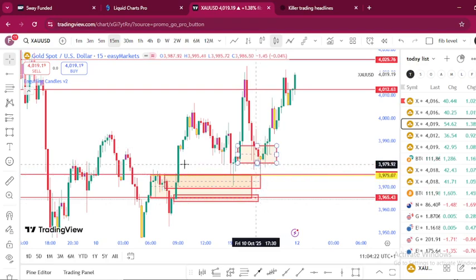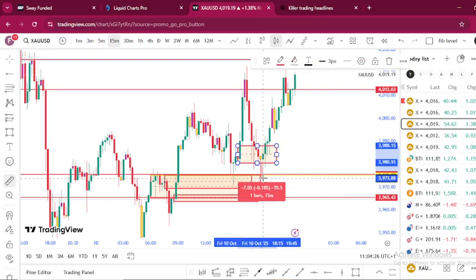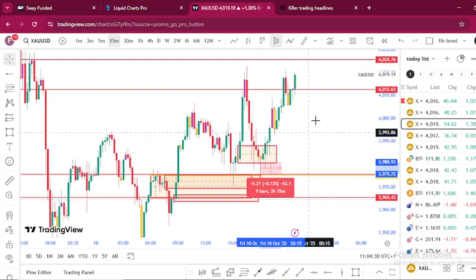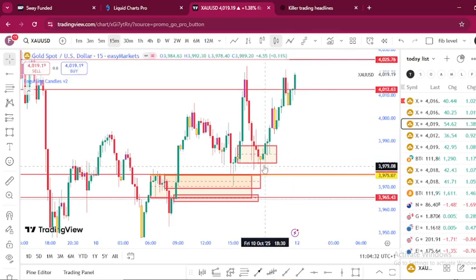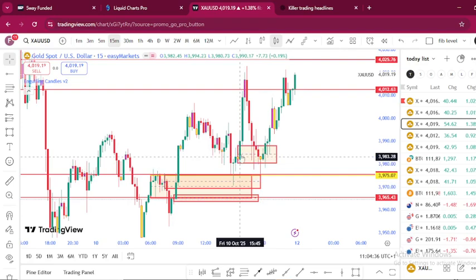But if you check the difference between here and here, this was like 70 pips. Gold has been very volatile recently. I think it's 50 pips. Or you wait for this bullish engulfing candle. Once you see it, you enter on the next candle. You can enter on this next candle.